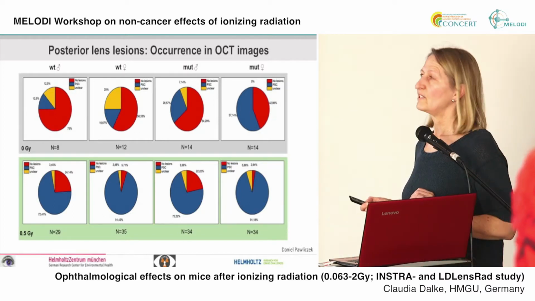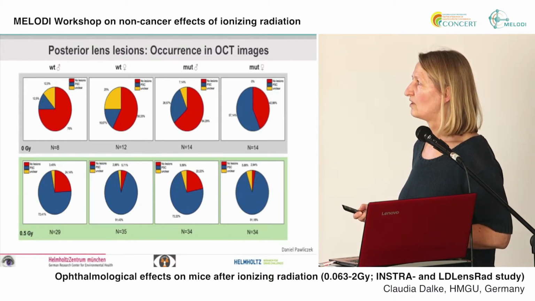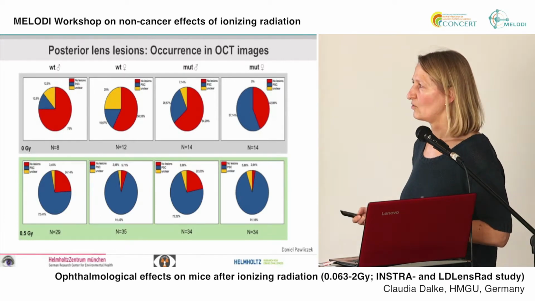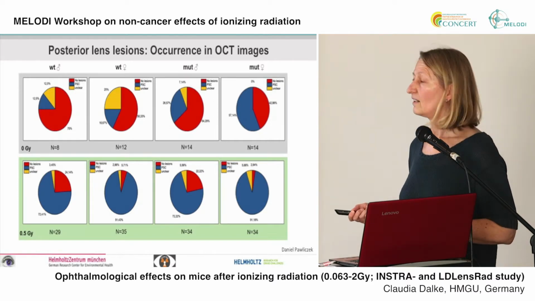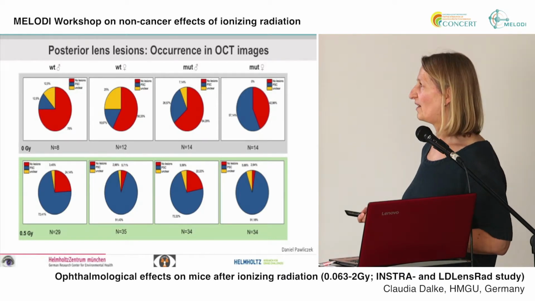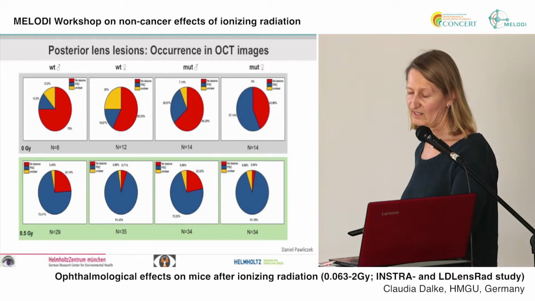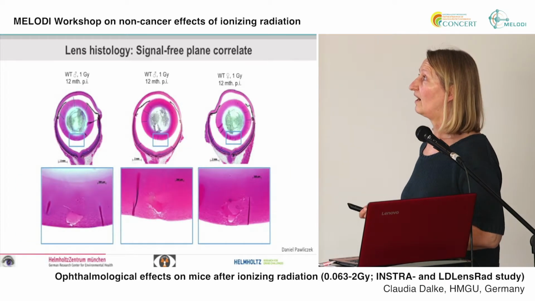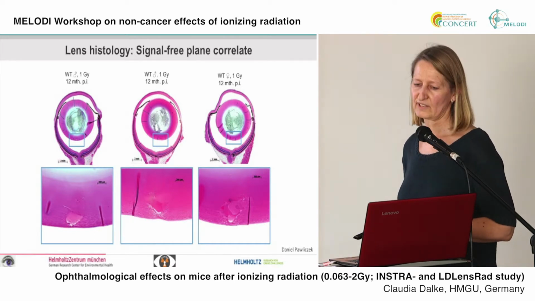Now we try to quantify the mice with the OCT, so where we found something in the posterior part of the lens. So the posterior changes are marked in blue here, and this is 0 gray, so sham irradiated mice on the top, and the 0.5 gray irradiated mice on this panel down here. And you see the blue part is increased, and so that means we have much more posterior lesions in these 0.5 gray irradiated mice.